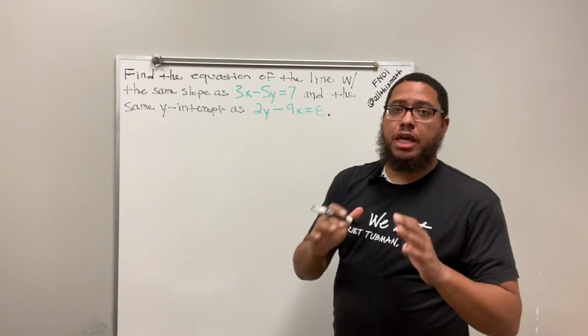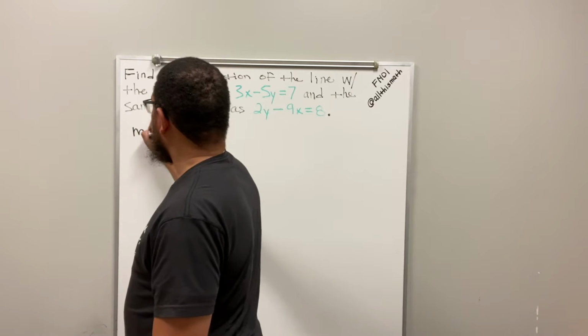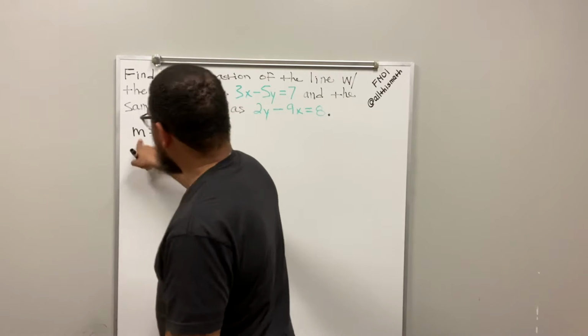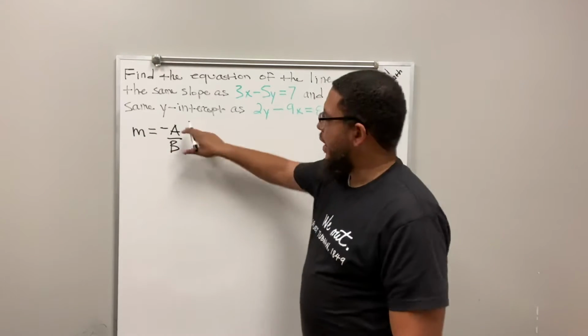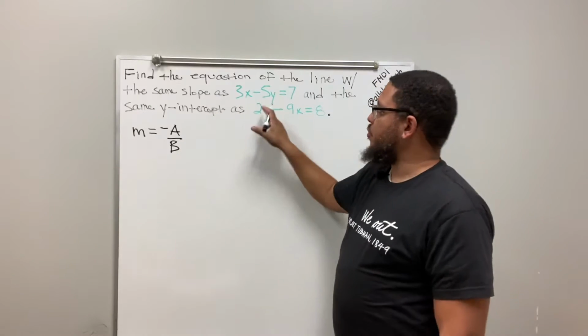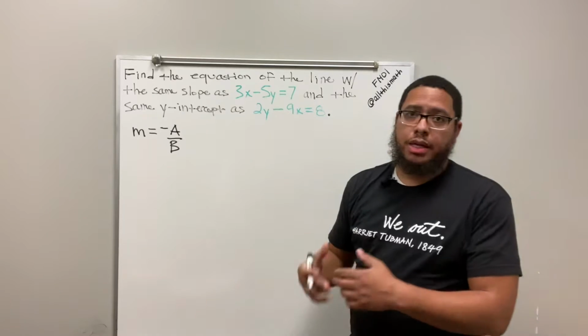When you're dealing with standard form linear equations, you can use this formula for slope. m equals negative a over b. Lowercase m stands for slope. A is the coefficient of the x term. B is the coefficient of the y term. And we can just plug those numbers in and then simplify the fraction.